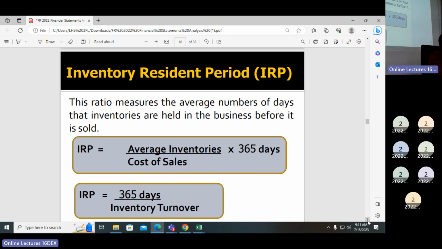Right? We need to know the interpretation. For some ratios an increase is good, for some ratios a decrease is good. For profitability ratios, an increase is always good. For current ratio and quick ratio, neither an increase nor a decrease is the norm. Inventory turnover increase is favorable. Inventory resident period decrease is favorable. The faster you can sell, the better. An increase in inventory turnover means selling inventory quickly. A decrease in the resident period also means selling inventory quickly. Right? Got it?